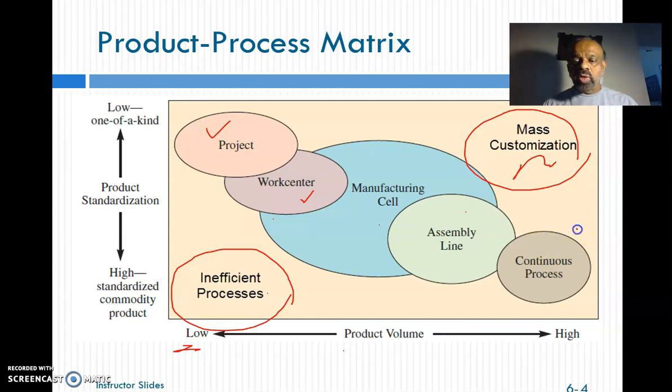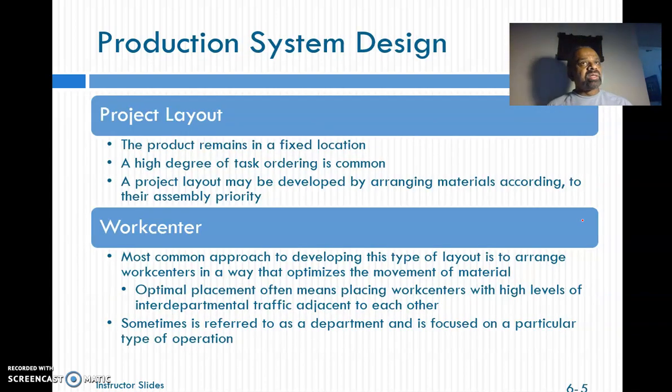The last one is continuous processes, where you can make tens of thousands and even millions of tablets in a day. That is mass customization. So the volume is really high. So this gives you a product process matrix. Let's look at all the things that we talked about, and summarize them.